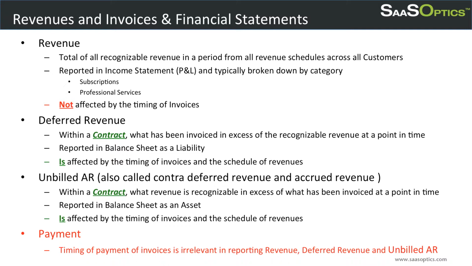And the deferred revenue, very simply, and it's a strange term. If somebody came up with a different term that maybe was more descriptive, it might mean something to those of us who haven't been to accounting school. But very simply, it's the excess of invoices. So what's been invoiced in excess of the recognizable revenue at a point in time. And it is reported as stated in the balance sheet as a liability.